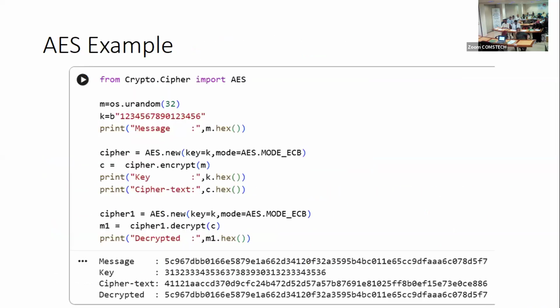So this is the implementation of AES. Again, everything is the same as the previous code. I just replaced DES with AES, and everything is the same. And this is the message. This is the key, this is the ciphertext, and this is the decrypted text. You can see the message and the decrypted message are the same. Okay, and you can try that during the break.